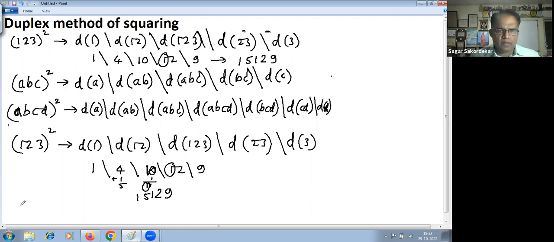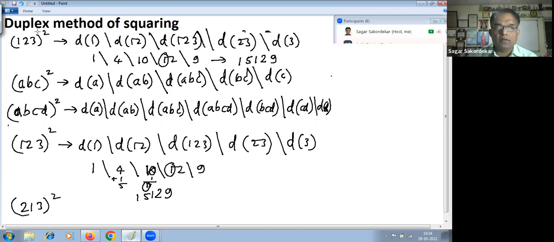Okay, now I'll have you try this. Calculate the square of 213 using this method. Very good, Isra. That's correct. Isra answered correctly.